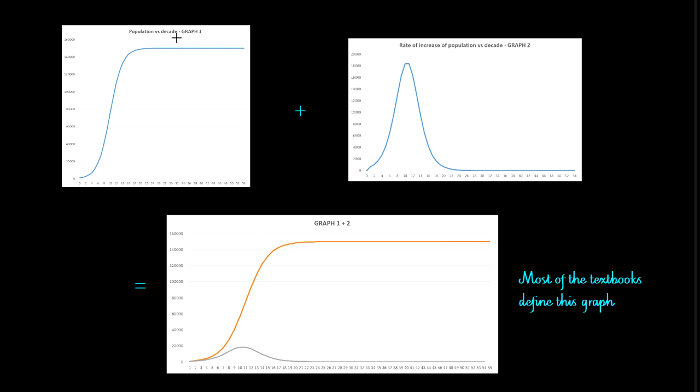So in this population versus decade graph, population is on the y-axis and decade is on the x-axis, and in the rate of increase of population versus decade graph, rate of increase of population, that is increase of population with time, is on the y-axis and decade is on the x-axis. So this curve is mostly seen in all the textbooks you find in libraries or else any bookstores. So this is the very popular graph.